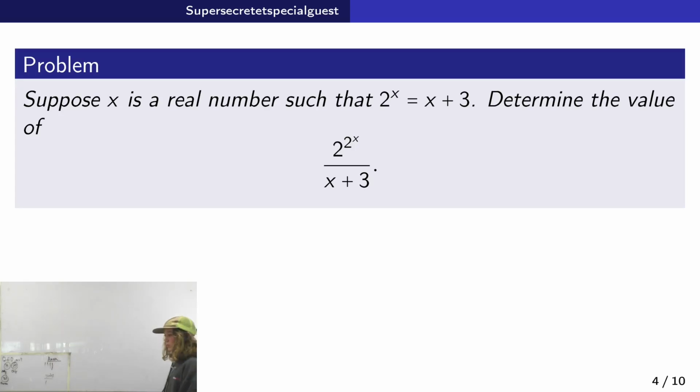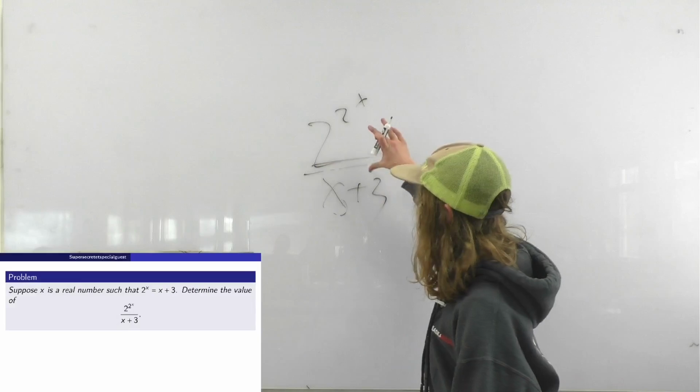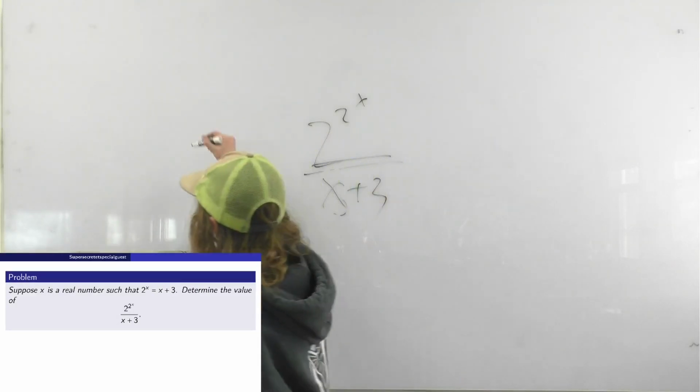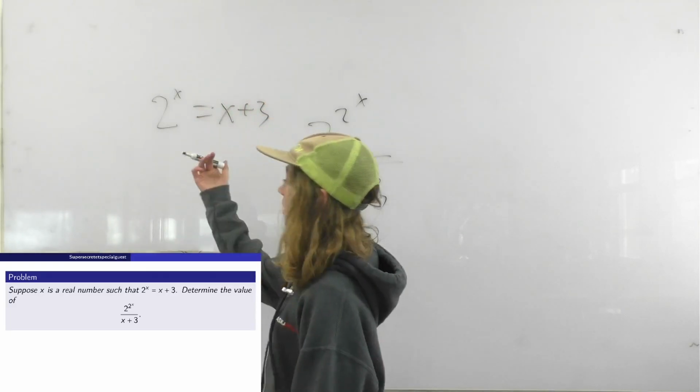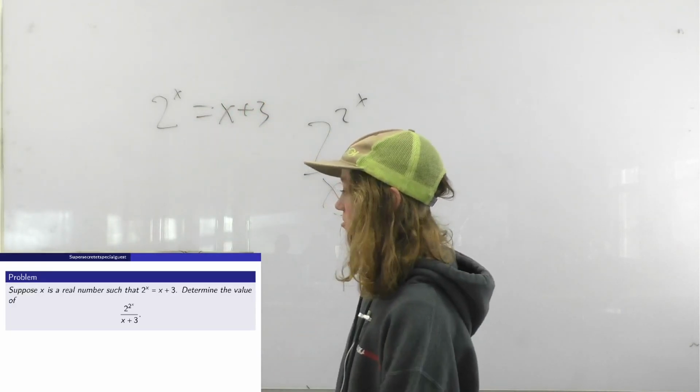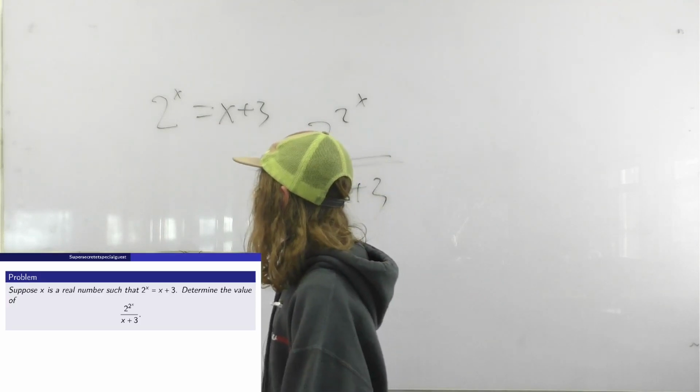Okay, this one says, suppose x is a real number such that 2 to the x equals x plus 3. Determine the value of 2 to the 2 to the x over x plus 3. Normally what you do is you find x and then you plug it in here. But the equation we have is 2 to the x equals x plus 3. And now we can solve for x, but that's going to be really hard. And honestly, I don't know how to do that.